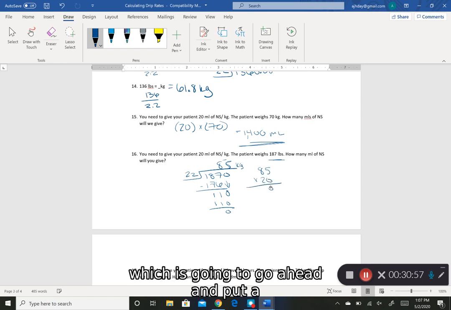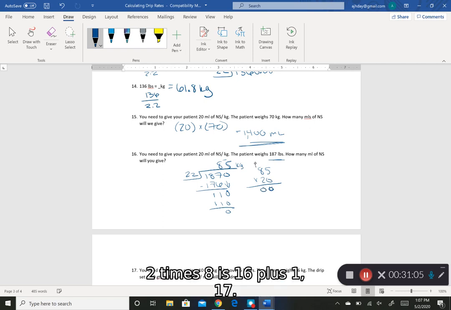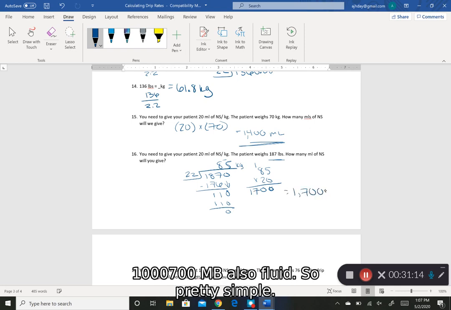I'm just going to go ahead and put a 0 here because I know that 0 times 5 is 0, 0 times 8 is 0, so I don't need to fill out that first row. 2 times 5 is 10. 2 times 8 is 16, plus 1, 17. So this patient's fluid bolus is going to be 1,700 mLs of fluid.